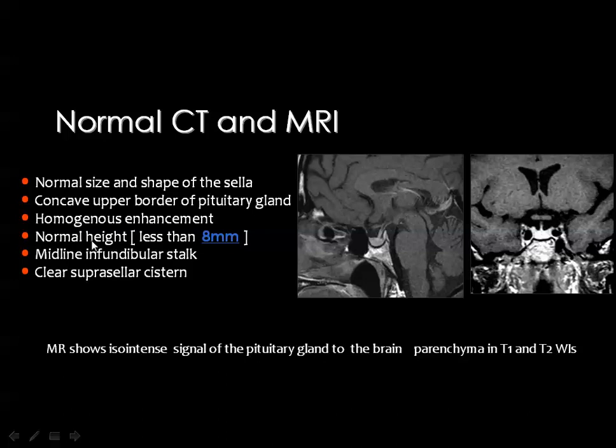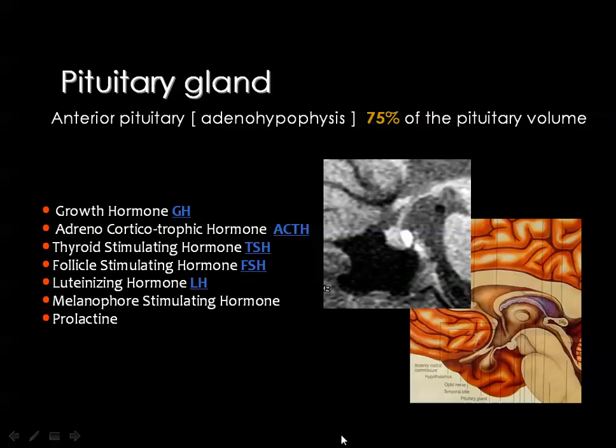The normal height of the pituitary gland is usually less than 8 millimeter. The distance between the sellar floor and the top of the pituitary gland is less than 8 millimeter. The infundibular stalk is located in the midline as seen in the coronal images, and the suprasellar cistern contains CSF, as you can see here.